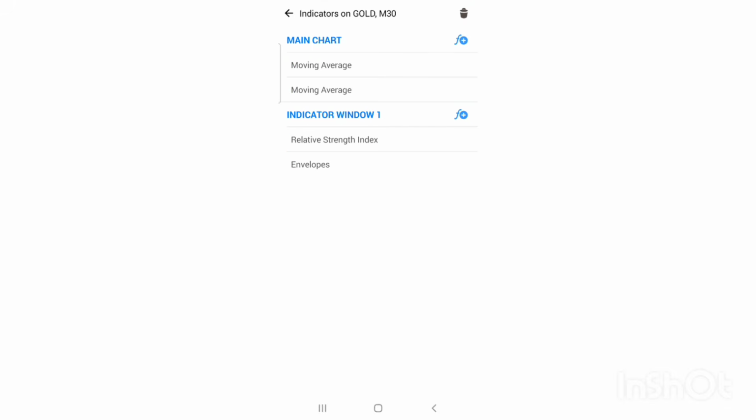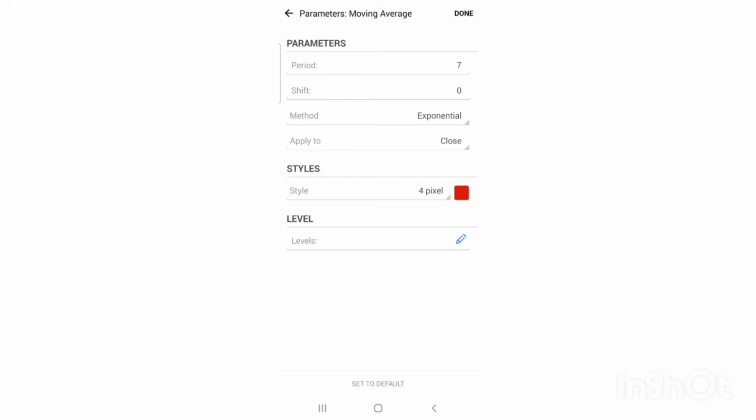You click on the main chart, look for moving average. The first moving average that we are using has period 7 and shift is 0. Method is exponential. Apply to close. Style is 4 pips.